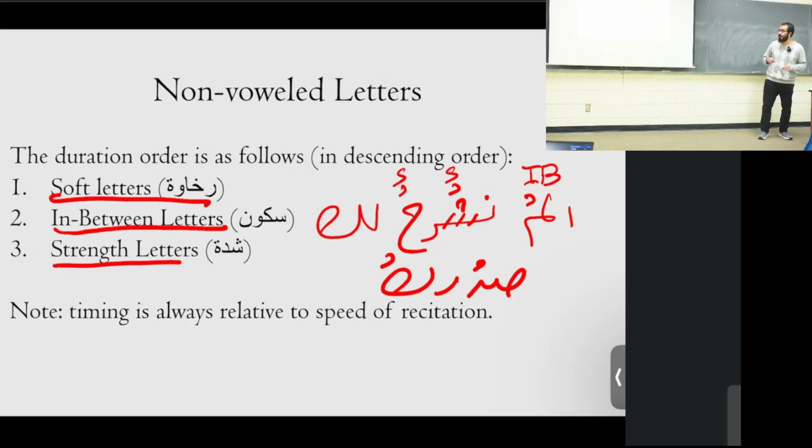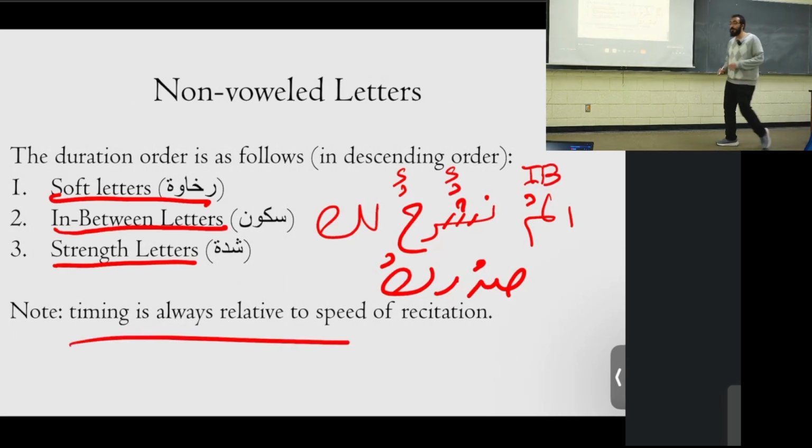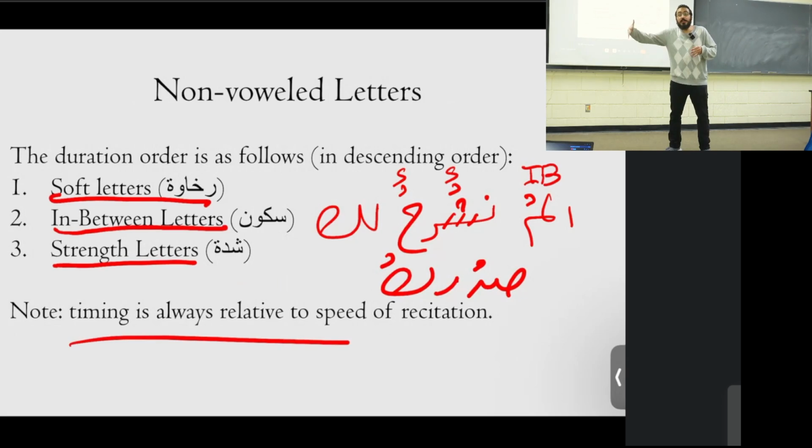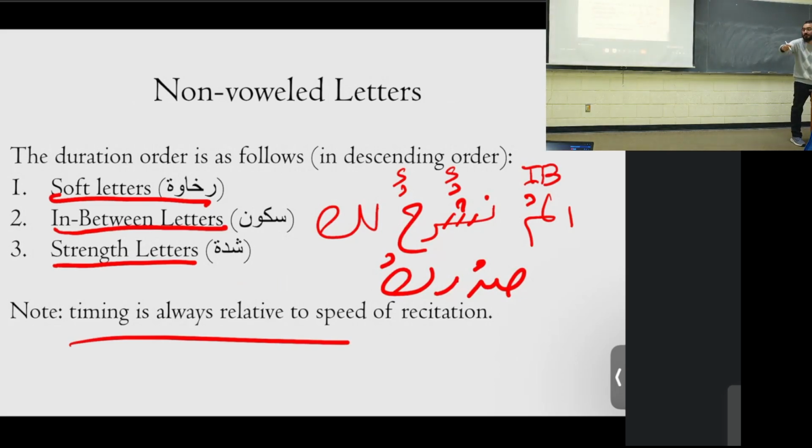Last thing I want to say about this section is timing is always relative. So what do we mean by that? If I'm going faster in qira'ah, everything is going to shrink, but relatively they're going to stay the same, right? So if I recite very slow, I'm going to say, Alam nashrah laka sadrak. The duration, the three levels are going to stay the same, but everything gets elongated a little bit more. Does that make sense? So soft letters are always going to be longer than in between, and in between is always going to be longer than shidda letters.